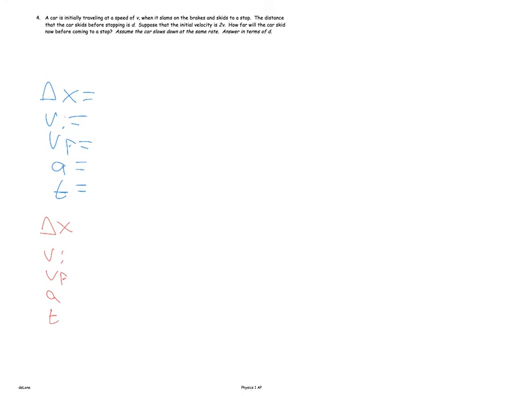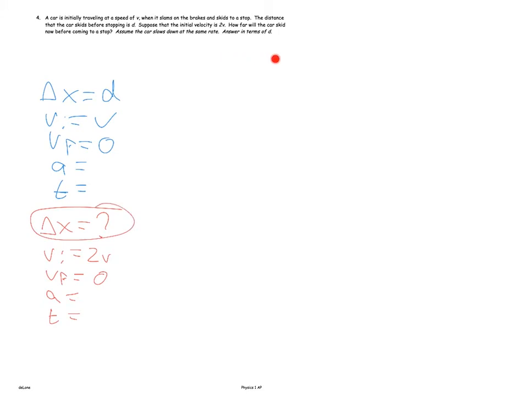Okay, so in the v case, it starts with the velocity of v, skids to a stop over a displacement of d, and we're coming to a stop, so my final velocity is 0. In the second situation, we now start with the velocity of 2v. We're still skidding to a stop, so the final is still 0. We don't know delta x, that's what we're looking for.